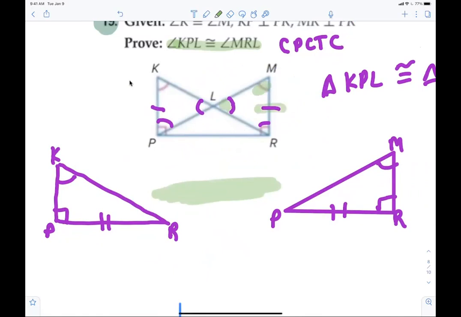Angle, angle, side. When did you prove that angle? I didn't. Oh. I proved the vertical angles, and they have a given, and we have a side. Oh, because of K and M. Okay.